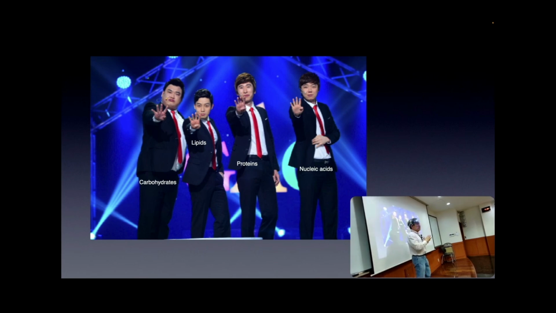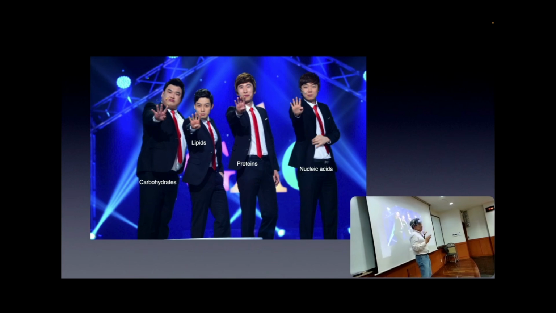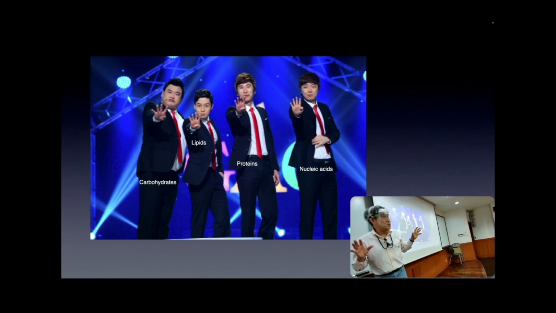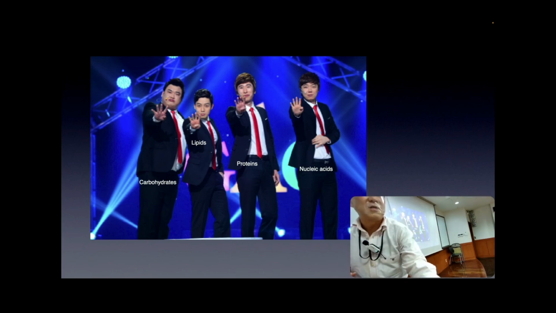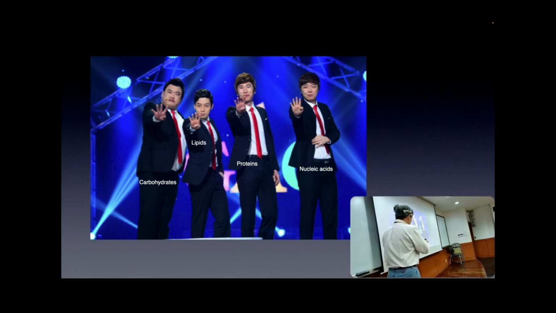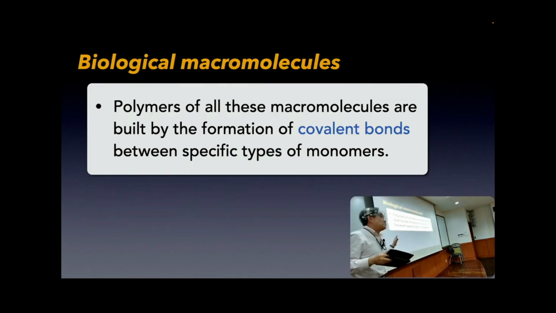On the other hand, this guy, yeah, you deserve the name tag of nucleic acid. Why? Because you are so boring. Nucleic acid is so boring in structure. It's just a simple repeating unit. So these are four really distinguishable characteristics of the four different types of macromolecules.